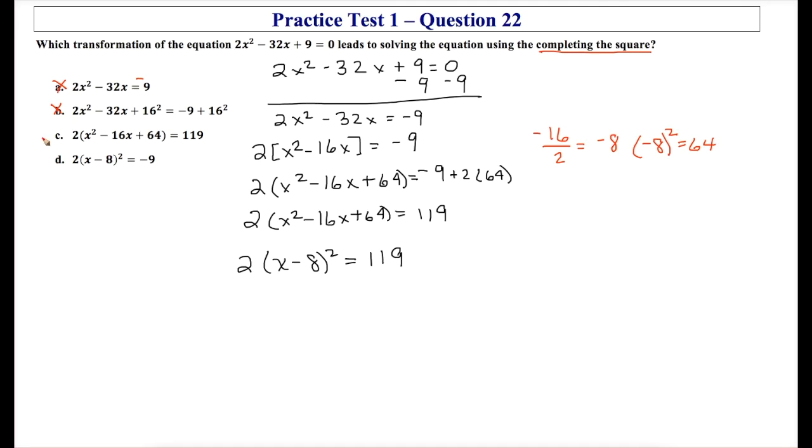Answer choice C, we have 2 times a quantity of x squared minus 16x plus 64 quantity equals 119. And based on our work, we agree that this is a correct step. Still taking a look at answer choice D, we have 2 times x minus 8 quantity squared is equal to negative 9. Looking at our work, we know that that should be a 119 and not a negative 9, so D is incorrect. So the correct transformation for completing the square is C.